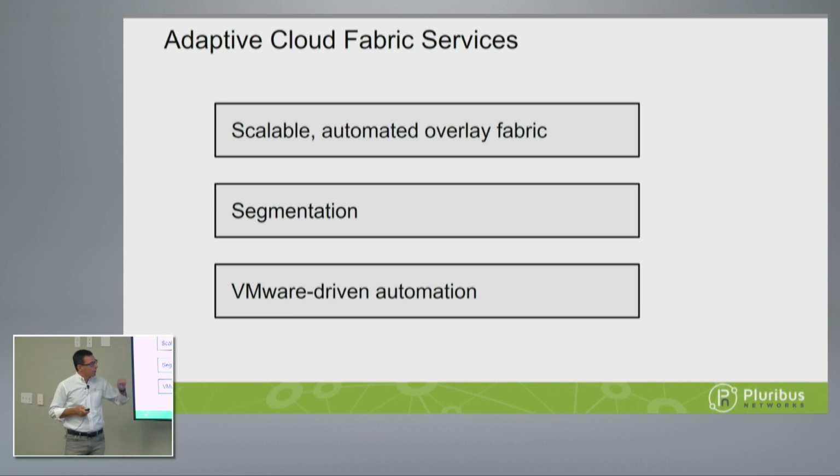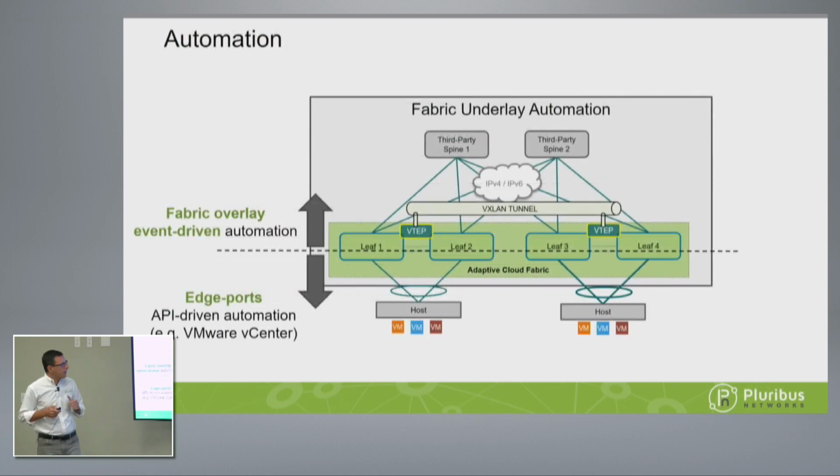So, scalable and automated overlay fabric. What do I mean by that? Let me talk first about automation, the 3 levels of automation we have in these systems, right? Number 1, the fabric underlay automation. This is how you automate the build out of your BGP fabric or whatever it is, right? BGP fabric, OSPF fabric, layer 2 fabric. You have to automate that.